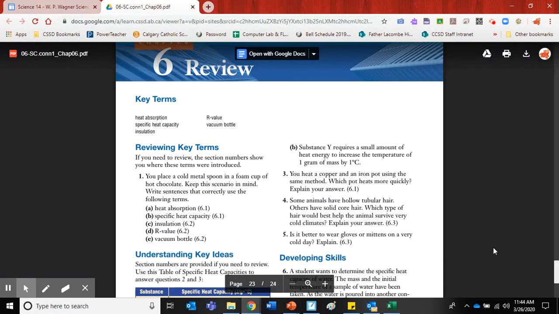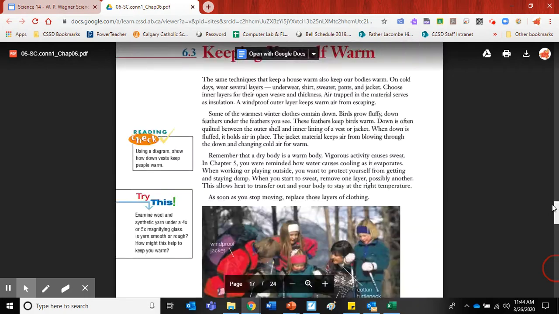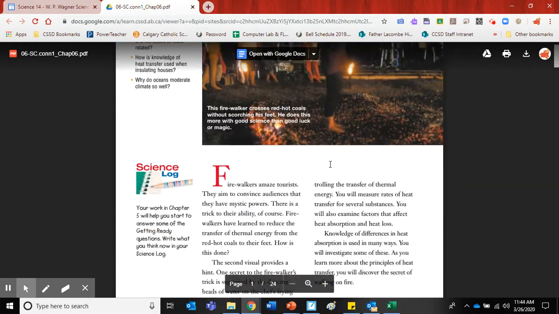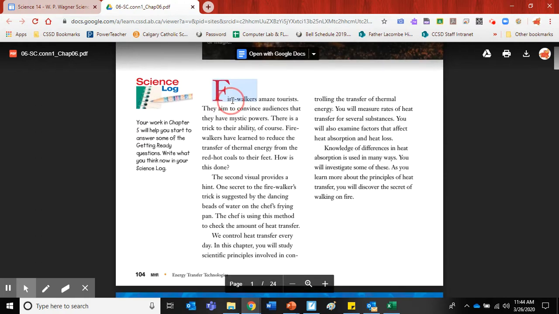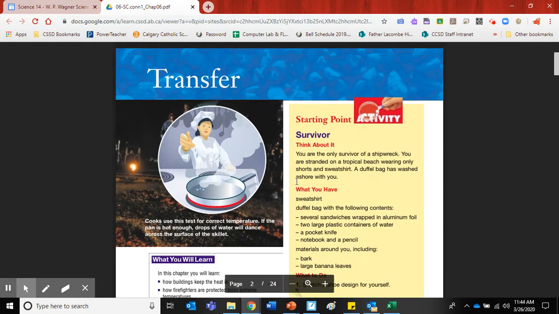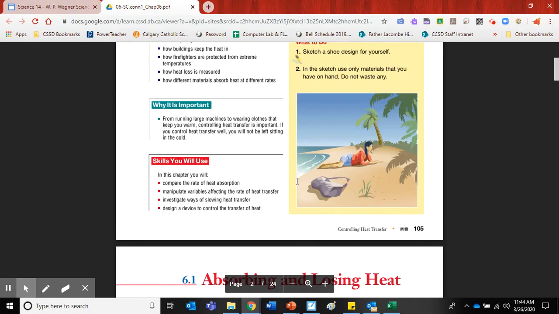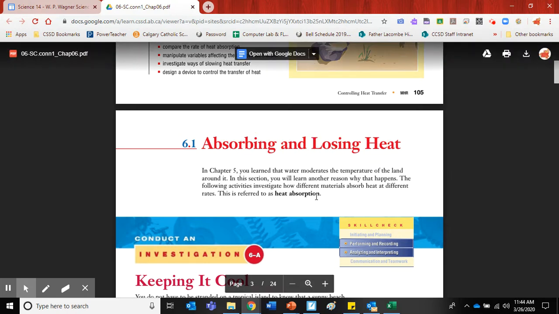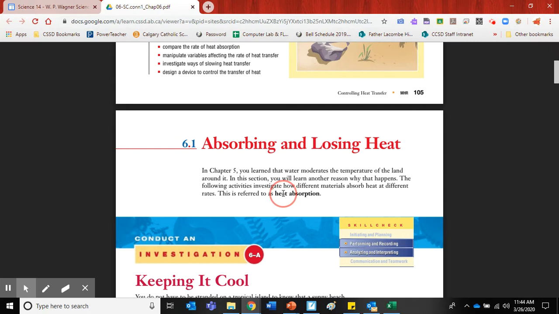And this is where we scroll all the way back up to the top. There we go. And now I'm going to start scrolling through and reading through everything as I go, looking for my key term. So these first two pages are the title pages. Okay. And then now we're actually into our notes, absorbing and losing heat. And right away we see this right here. Here's my bolded word, heat absorption. So that means my definition is right nearby.